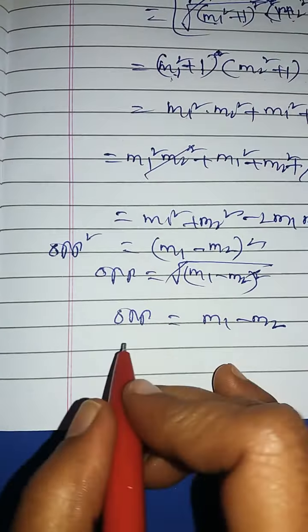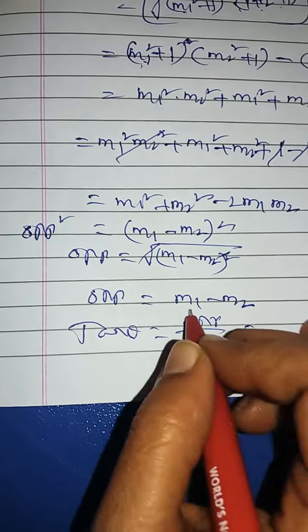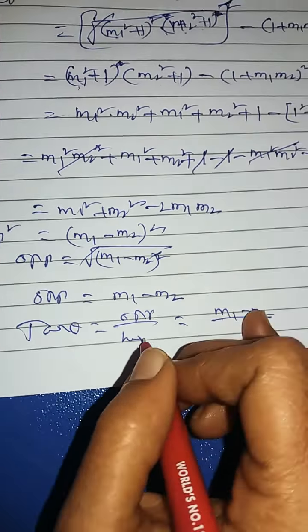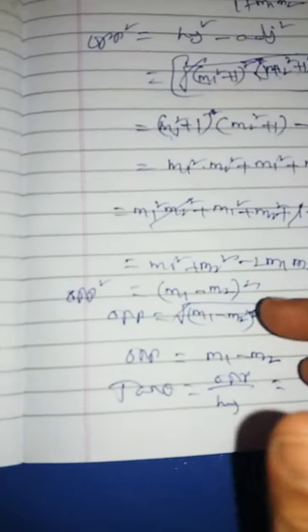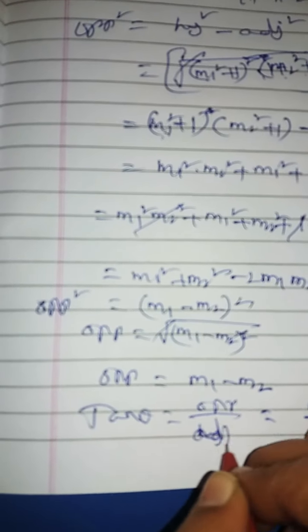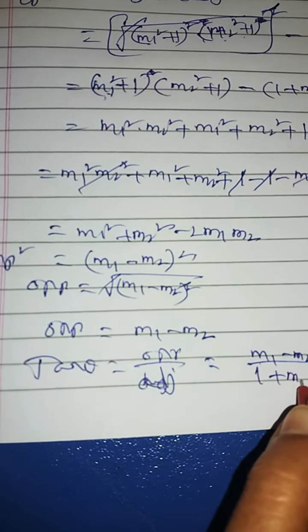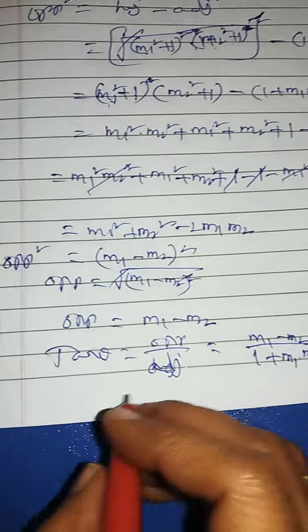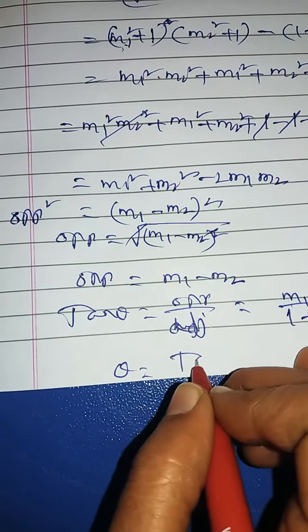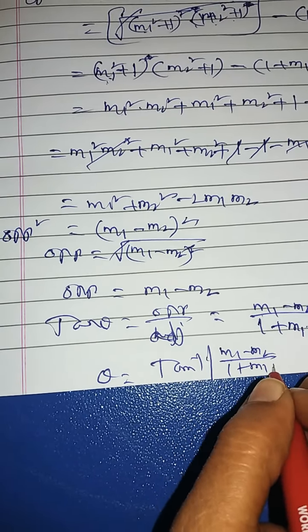Now what we want? We want tan theta. Tan theta is equal to opposite by hypotenuse. Opposite is m1 minus m2 by hypotenuse. You observe the figure. Tan theta means opposite by adjacent, sorry. So m1 minus m2 by adjacent, adjacent is 1 plus m1 m2. We will get the denominator 1 plus m1 m2. Now this is the value of tan theta. Then what is theta? Theta is tan inverse mod m1 minus m2 by 1 plus m1 m2.